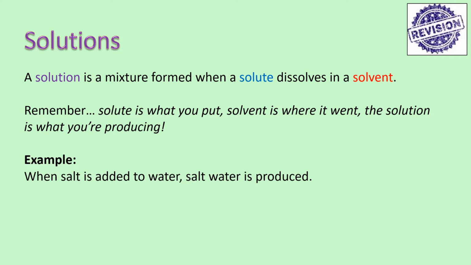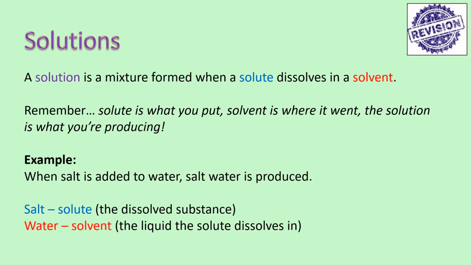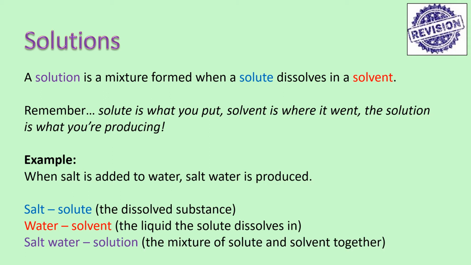Now let's think of a wee example. When salt is added to water, salt water is produced. So we're going to identify the solute, the solvent and the solution here. The solute is what you put, in this case it is our salt. A reminder that the solute is the dissolved substance. Now we added our salt to water, so in this case our solvent is our water. That's the liquid that the solute dissolved in. And we produced our salt water, so that is our solution. That is our mixture of solute and solvent together.